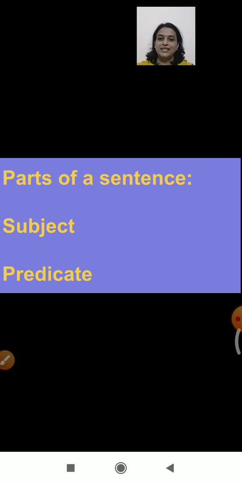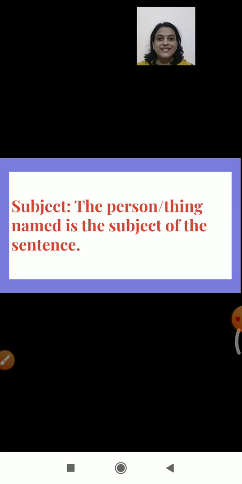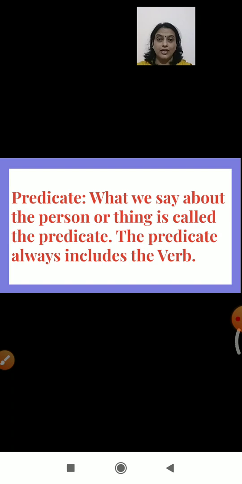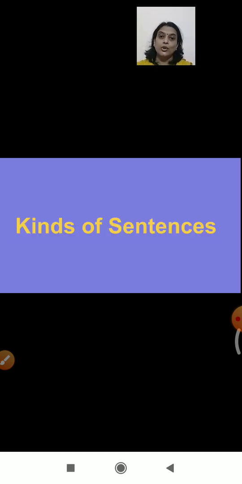Subject and predicate. What is subject? Yeah, the person or thing named is the subject of the sentence, right? The main part. And about what we are talking, what we say about the person or thing is called the predicate. And the predicate always includes the verb. I hope you remember till here. Okay. Now let's go ahead.